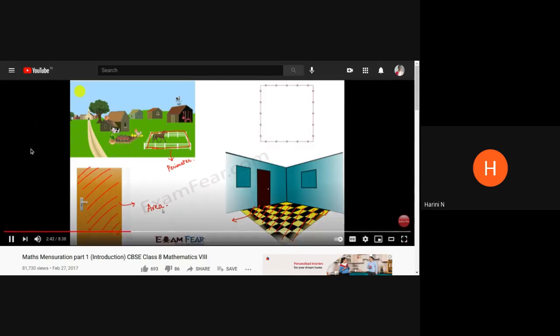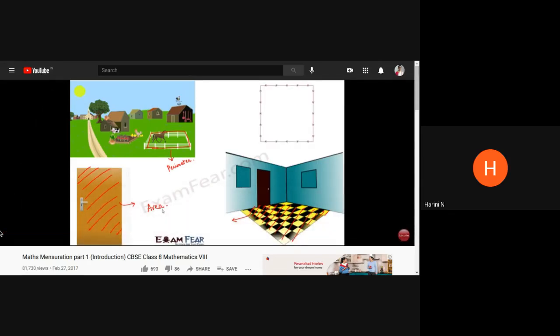Let's look at this example. Here you have a wire which is in the shape of a square. If I ask you, I need a wire such that I can make it in the shape of this square, how much length of the wire would be needed to make the square? In that case, again, what do you need to know? You need to know the total length of the boundary.